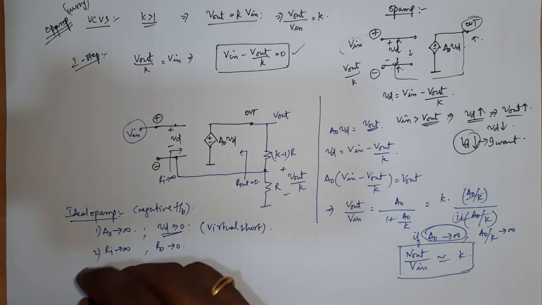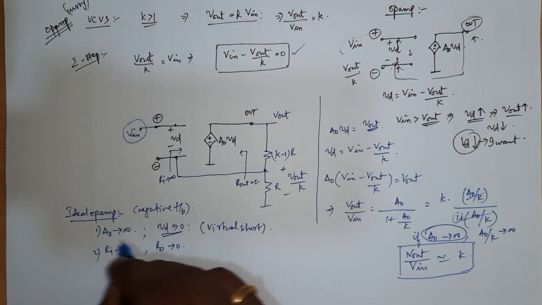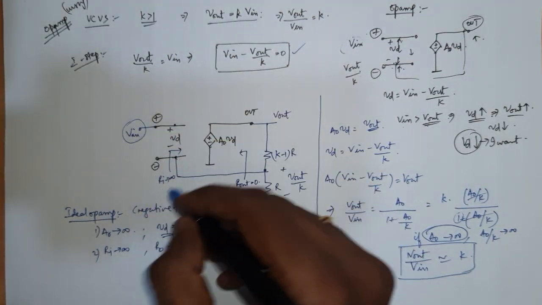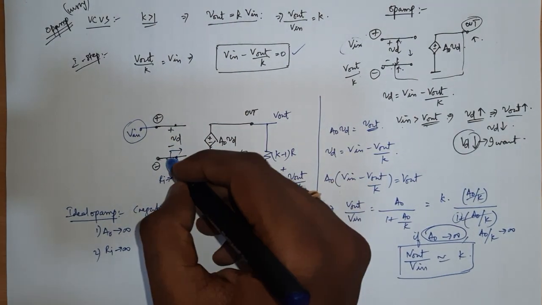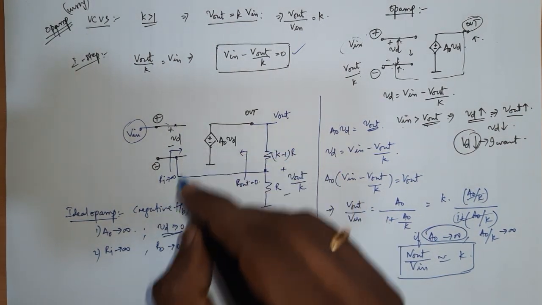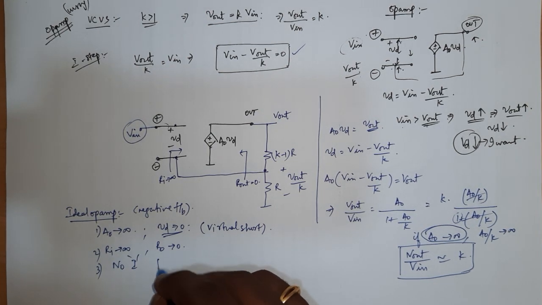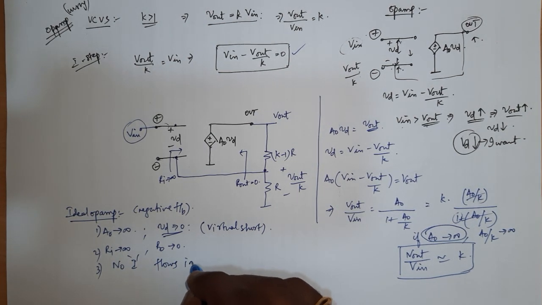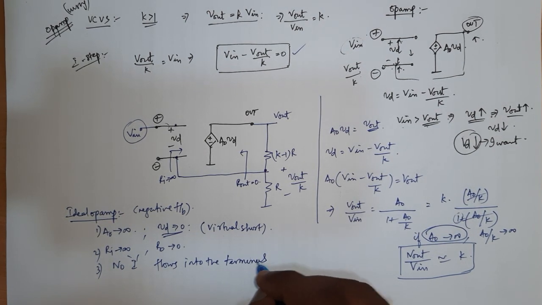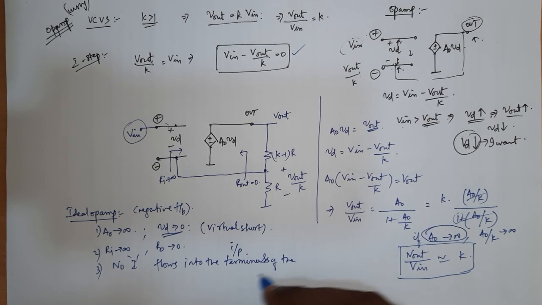Okay, and why it is so? Because no current flows into the terminals of an op amp. Either you can derive that condition from here, or because input impedance is infinity, you cannot have any current flowing through the terminals of the op amp. Then only you can say that input impedance is infinity. So third one is no current flows into the terminals, or rather to be specific, input terminals of the op-amp.